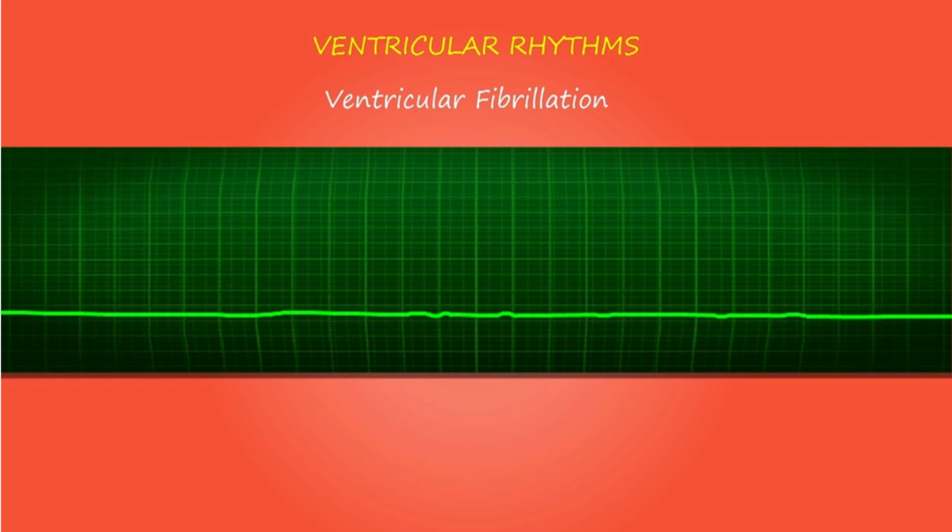Initially, it is coarse ventricular fibrillation. As time goes, it becomes fine ventricular fibrillation. Coarse ventricular fibrillation can be defibrillated easier, while fine fibrillation is difficult to defibrillate. And once you lose that time window, it goes to asystole, which very often cannot be resuscitated. So we have to act fast and defibrillate earlier.